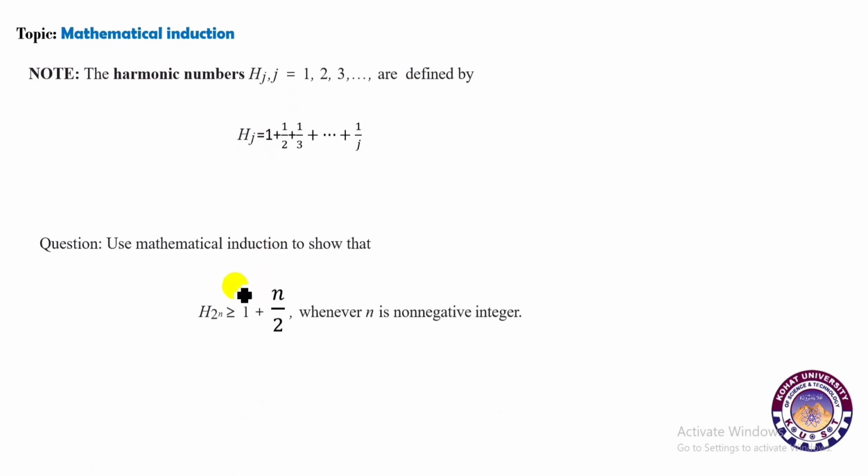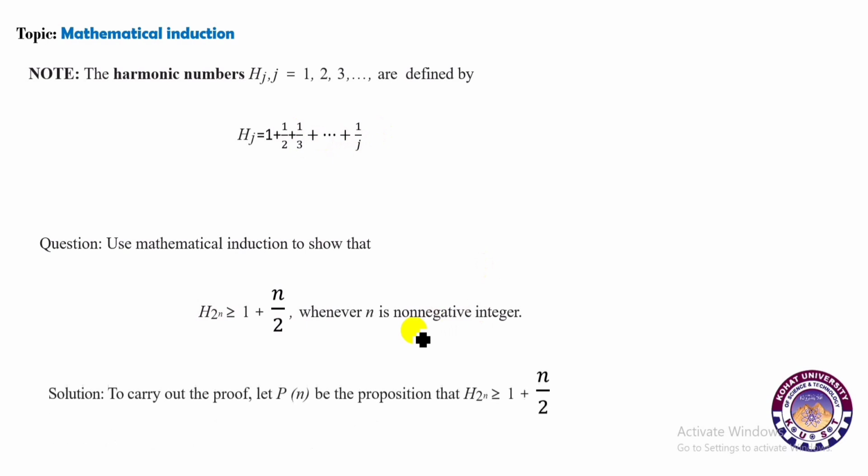Here the question is: show that H subscript 2 raised to the power n is greater than or equal to 1 plus n by 2 whenever n is a non-negative integer. H subscript 2 raised to the power n means the sum of the first 2 raised to the power n terms of the harmonic sequence, 1, 1 over 2, 1 over 3, up to 1 over 2 raised to the power n. Here n is a non-negative integer, so we should take the starting integer n equal to 0 in this case. Let us denote the given proposition by p of n.